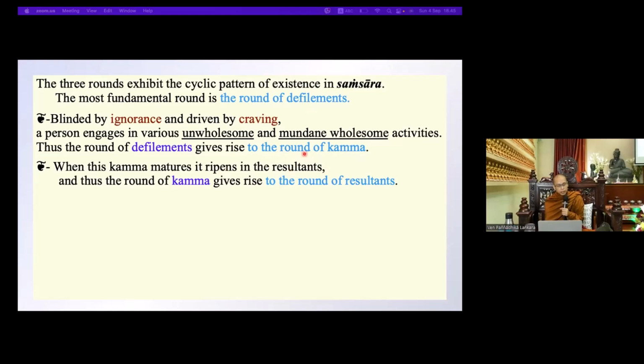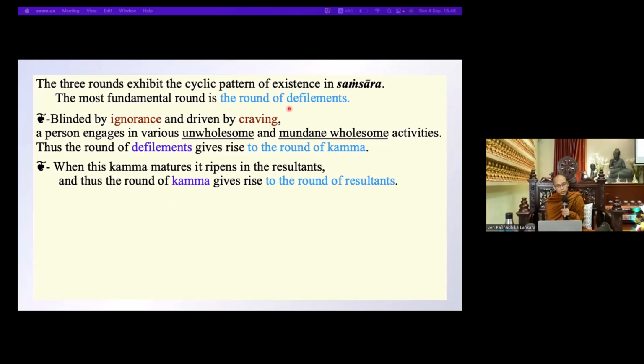Then when the round of karma arises, matures and ripens, it produces the result. That result is called the past pattern. You can already see it included under the round of result, the round of vipaka. They are produced by the round of karma, the unwholesome and mundane wholesome activities.